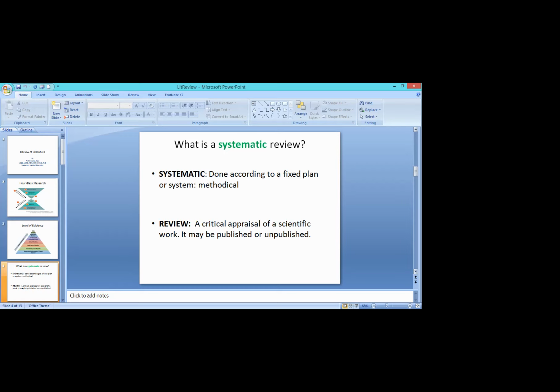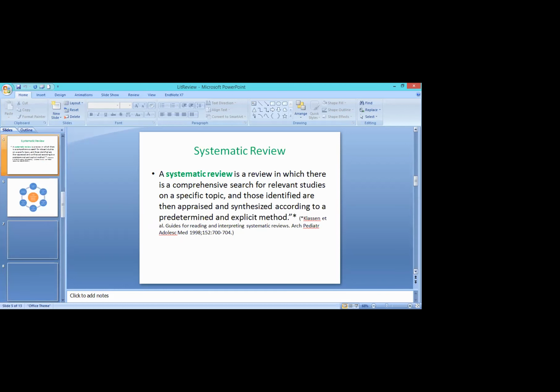I'm very glad about your answer. You have said the correct answer. So what is a systematic review? Let's look at Klassen et al., Guides for reading and interpreting systematic reviews, written in Archives of Pediatric and Adolescent Medicine, and it is not a new definition. It was proposed in 1998, and I found it very relevant as well as comprehensive.